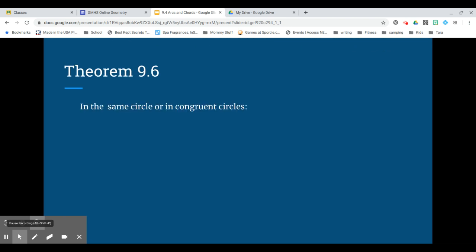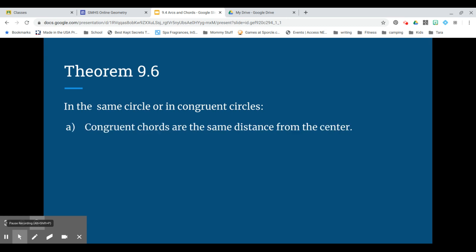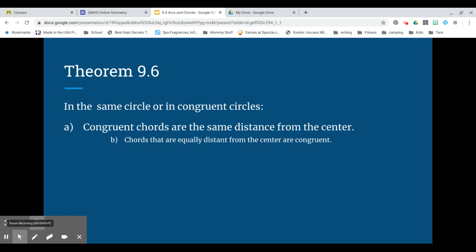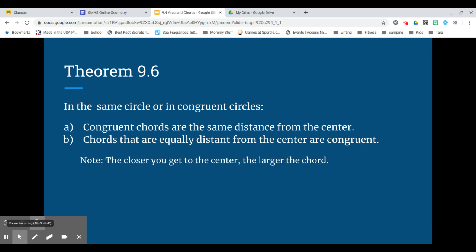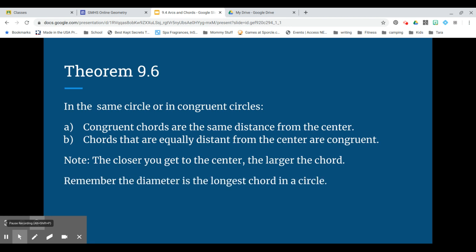Theorem 9-6 says in the same circle or in congruent circles, congruent chords are the same distance from the center, and chords that are equally distant from the center are congruent. You can see they're basically saying the same thing, just in reverse. And note, the closer you get to the center of the circle, the larger the chord gets. Remember that the diameter is always the longest chord in the circle.